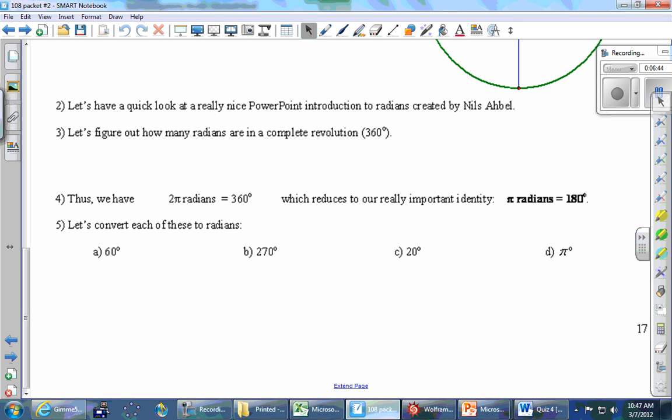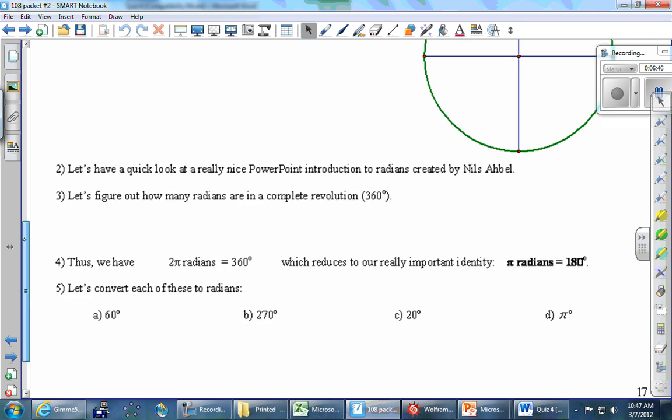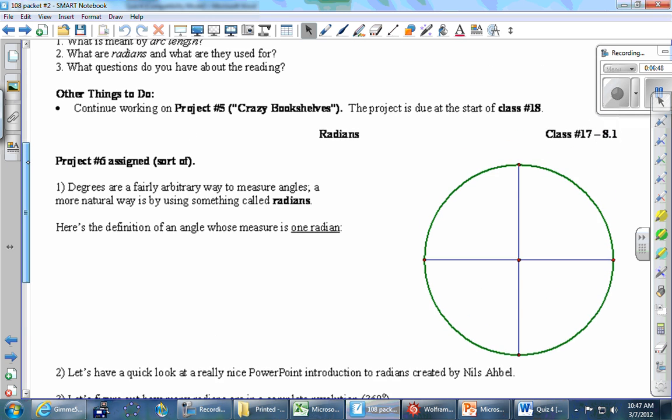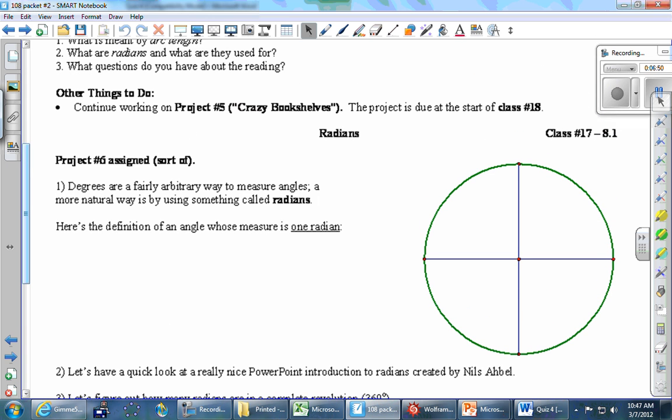All right, so we're on page 17, and like I said, today we define this new thing called radian. And one other quick announcement, and then we'll start.